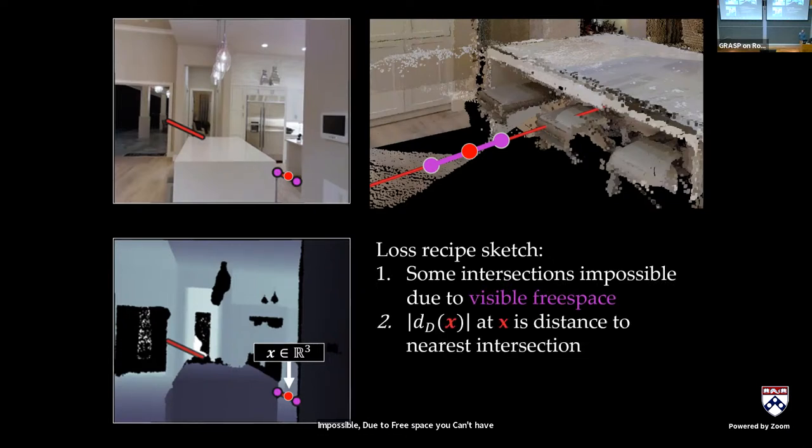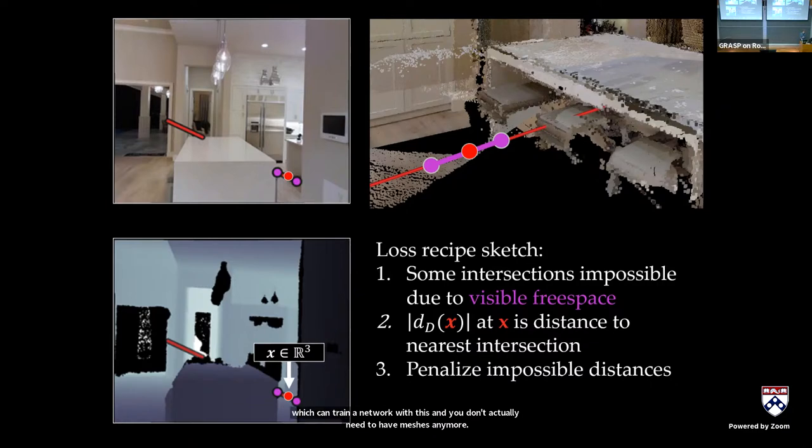You can actually think about the distance to the nearest intersection as telling you where an intersection would be. And so if I then say, okay, some distances at that point X in 3D are just impossible, because they would imply an intersection which I know can't possibly be there, because I can see it from another RGBD example. And so we have a way of deriving supervision, and you can get more out of it than just an inequality constraint. But you can train a network with this, and you don't actually need to have meshes anymore, which is really cool, because now you can have access to large amounts of consumer scan data.